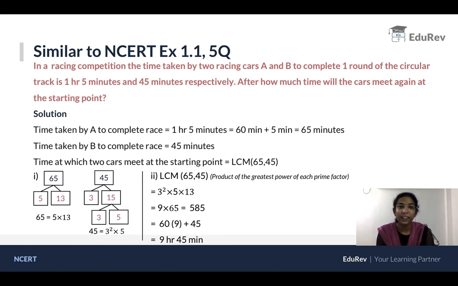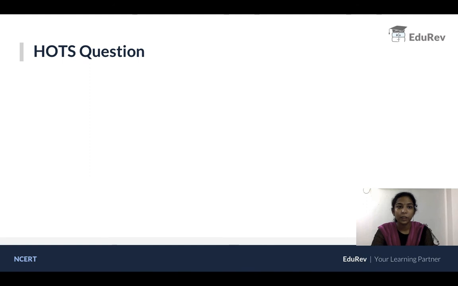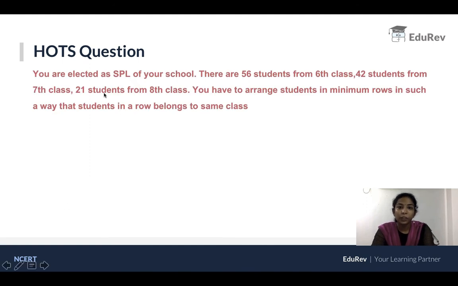I am moving on to the next question. You are elected as SPL of your school and there are 56 students from 6th class, 42 students from 7th class and 21 students from 8th class. You have to arrange students in minimum rows in such a way that students in a row belong to the same class. So again, they have told you how many students are there in each class, and they are telling you to arrange the students in minimum rows such that in that particular row the students should belong to the same class. Should I take LCM or HCF?